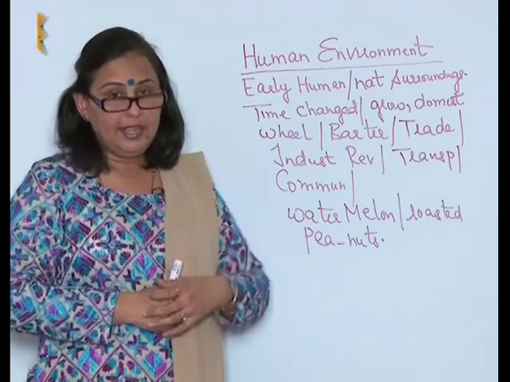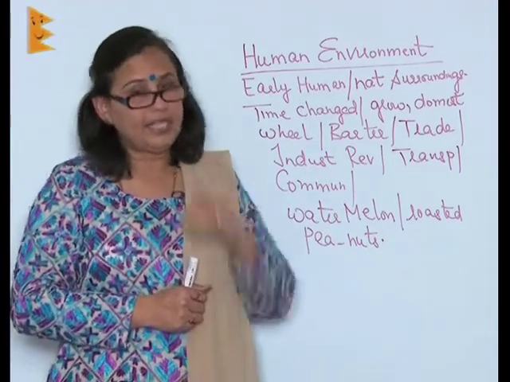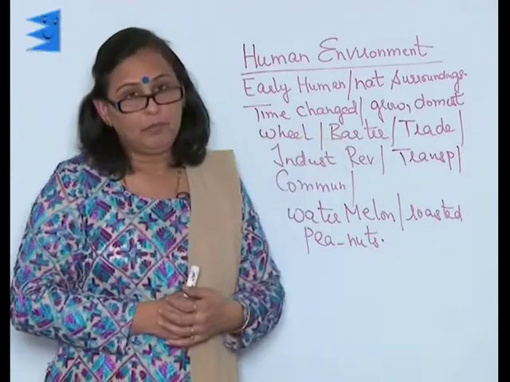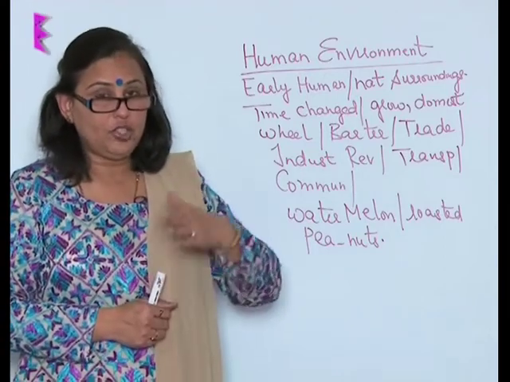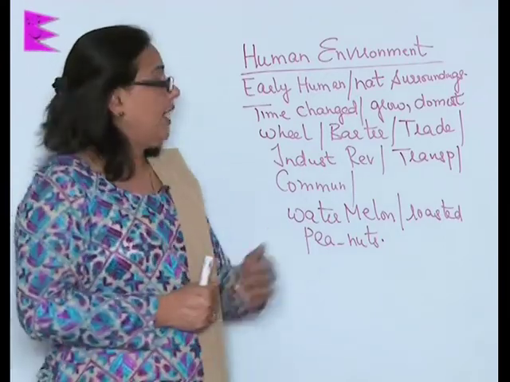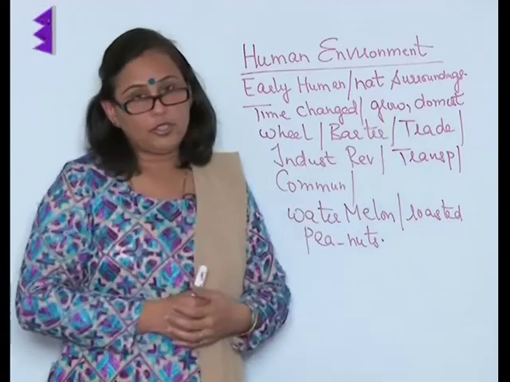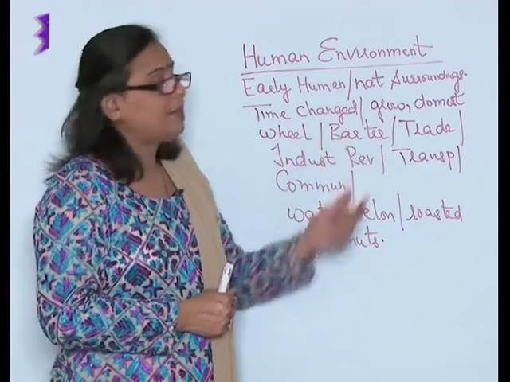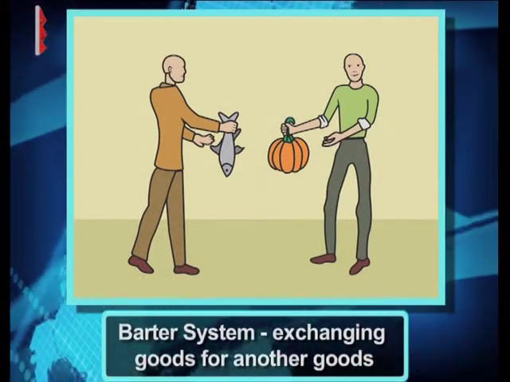After settling, they learned how to grow crops. They also started domesticating animals. And with all these changes, there occurred another big change, and that was the invention of the wheel. Then, because they were growing crops, there was surplus crop, so they started the system of barter, that is exchanging goods for another good.